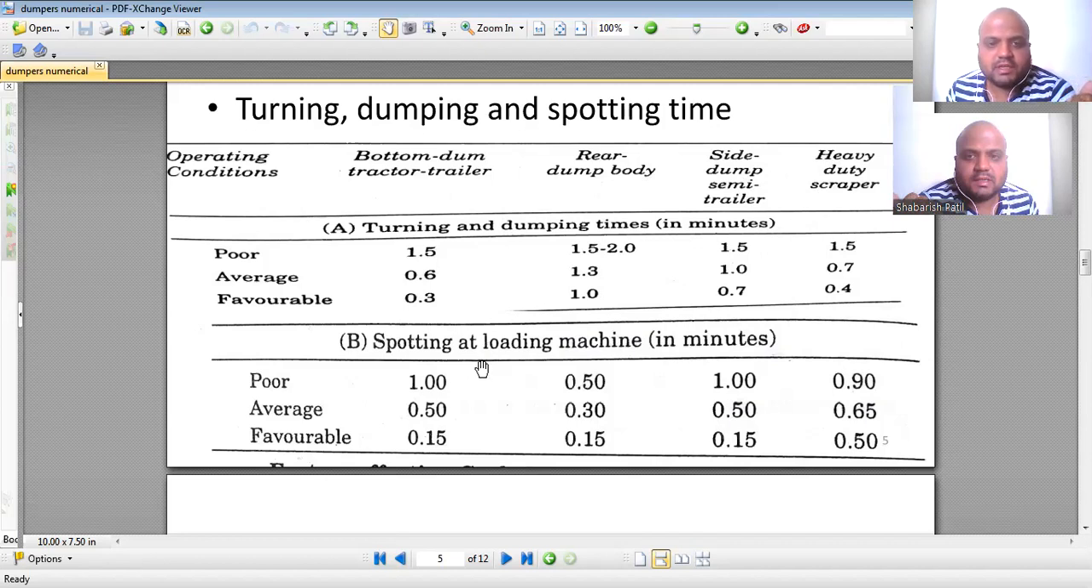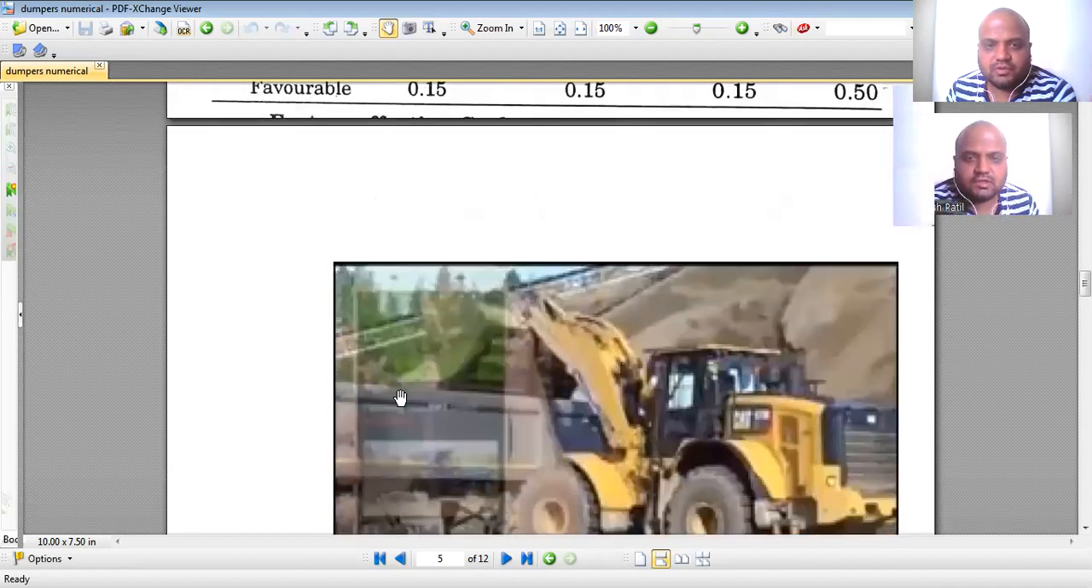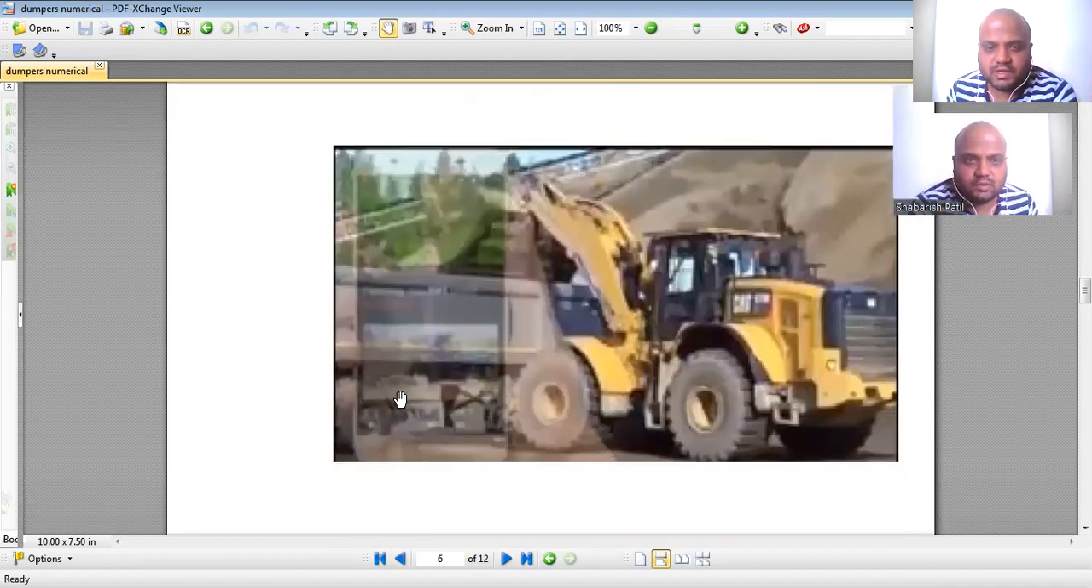And then at the same time, we have a time which is given by the manufacturer. It's called swapping with the loading machine. It's again based on different conditions: poor, average, and favorable. So now before I go into the numerical, I just want to share one video of how a dump truck works.